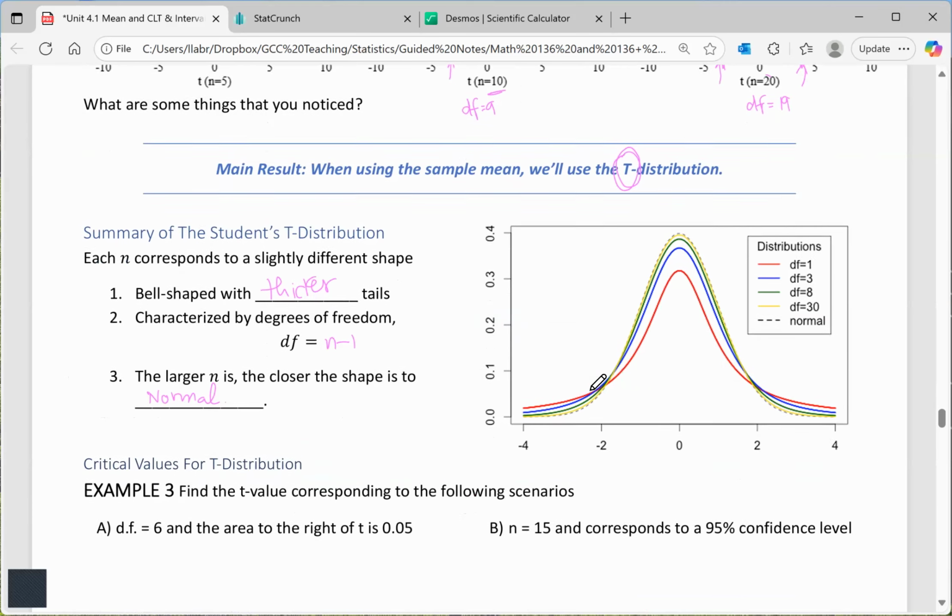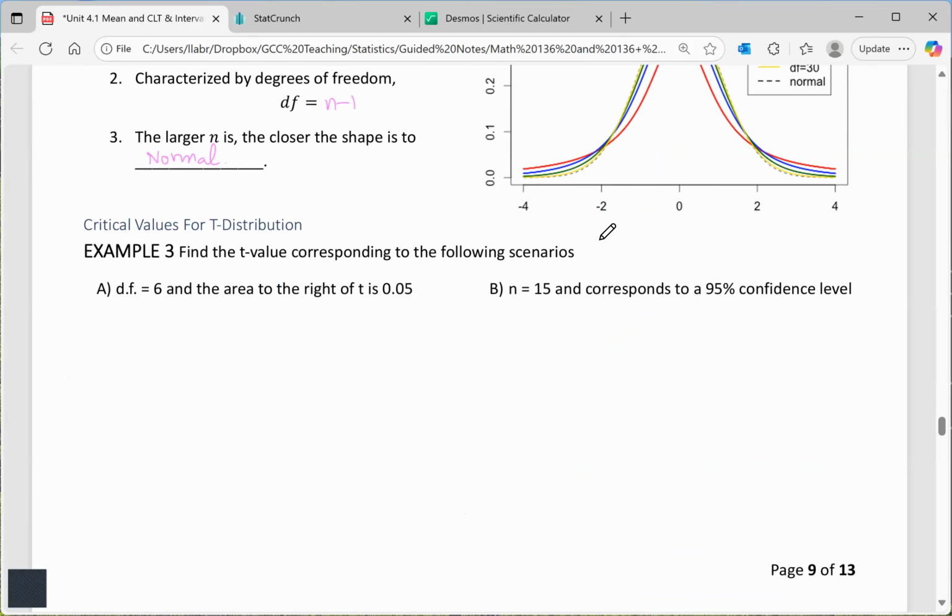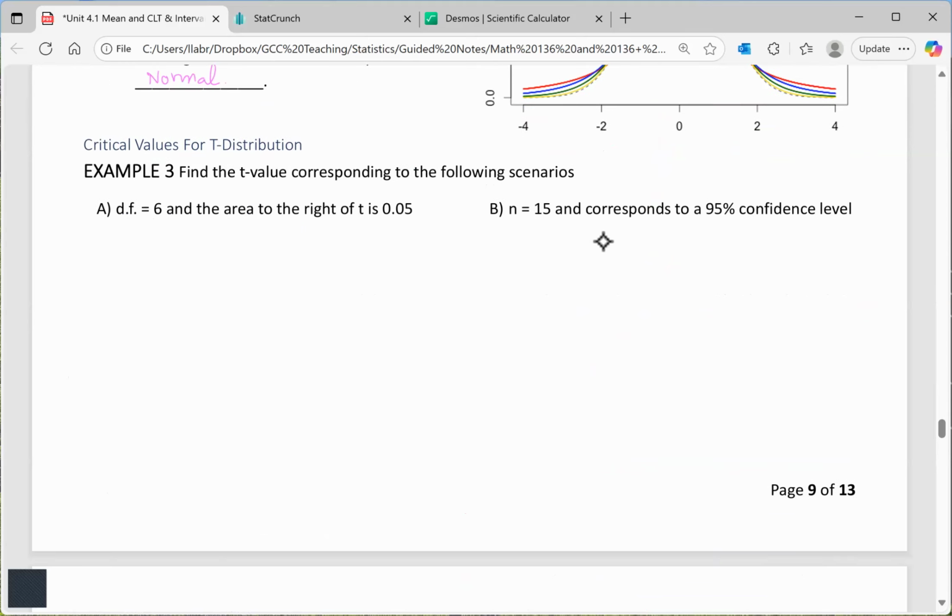And so let's just practice doing this. Find the T-value corresponding to the following scenario. We have degrees of freedom of 6 and the area to the right of 0.05. So you're dealing with T-distribution, so let's sketch a symmetric curve, thick tails, and we're going to jot down the degrees of freedom in the center. Degrees of freedom is 6, and I want the area to the right of some value that they're calling T to be 0.05.